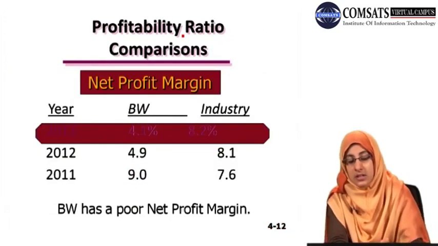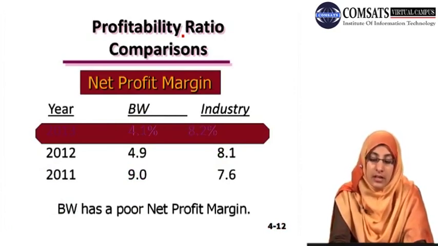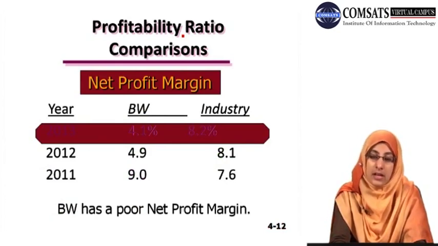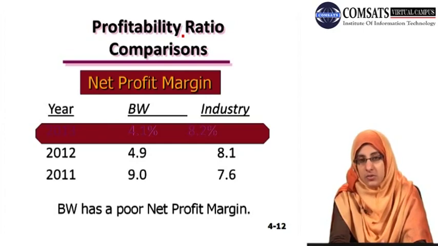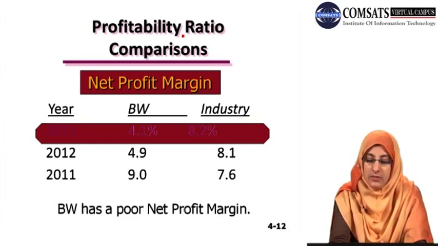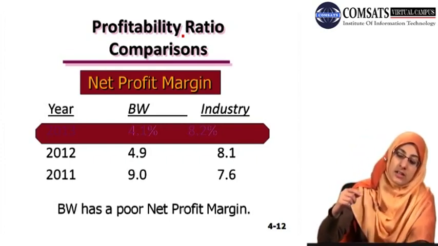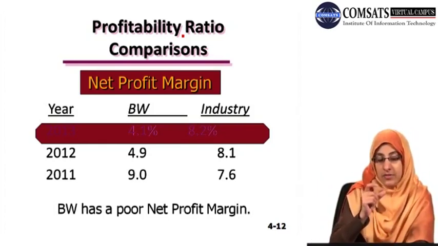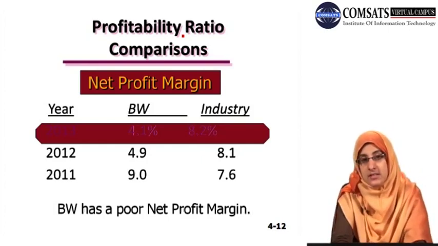Now if we compare it with the industry average, we can see that for Basket Bonders over the years 2011, 12 and 13, it is 9.0, 4.9 and 4.1% respectively, which indicates a bad condition and a bad sign, because it has decreased over time from 9 to 4.9 and then 4.1. If we look at the industry average, we have 7.6 in 2011, 8.1 in 2012 and 8.2% in 2013. We can see that it is increasing. The industry average has an increasing trend, while Basket Bonders has a decreasing trend, and a huge difference is there from 2011 to 12. That means it is in a poor condition.